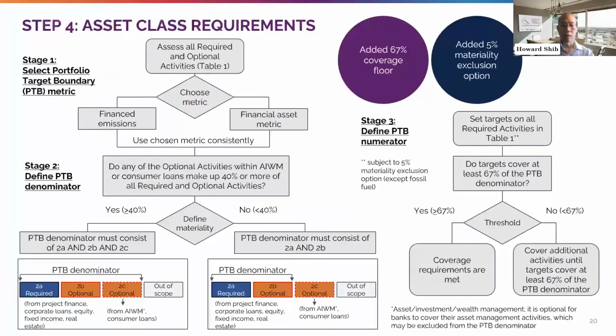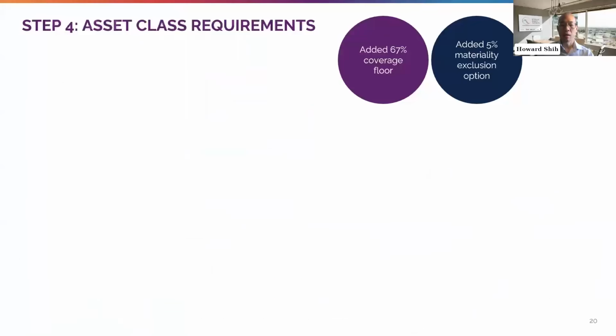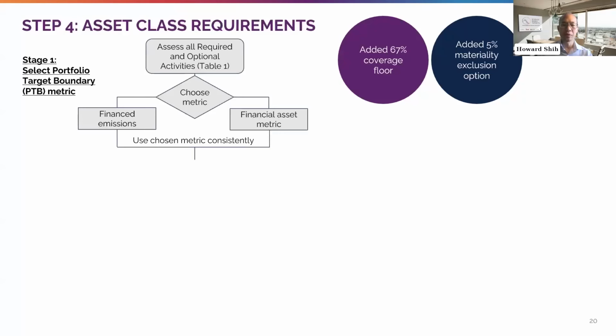So this is also one of the bigger changes in FINV2, and that's the addition of a coverage floor and materiality exclusion option. So the first raises requirements, and the second one does add some flexibility. And if you read the criteria, it may sound complicated at first, but hopefully this process tree will make it a little easier to understand. So the first step would be for the FI to quantify all of its activities that are considered required and or optional for Table 1 that we just went over.